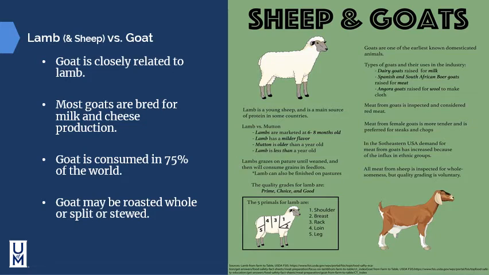Meat from goats is inspected and considered red meat, unlike lamb meat. Meat from female goats is more tender and is preferred for steak and chops. In the Southeast United States, demand for meat from goats has increased due to the influx of ethnic groups. All meat from sheep is inspected for wholesomeness, but quality grading is still voluntary at this time.